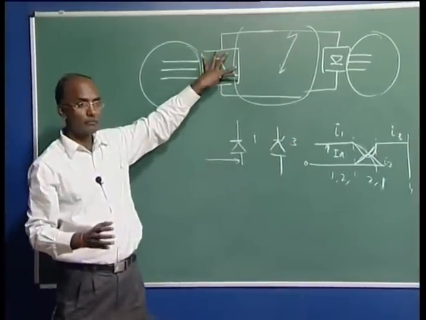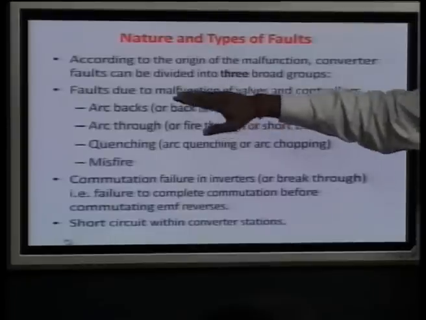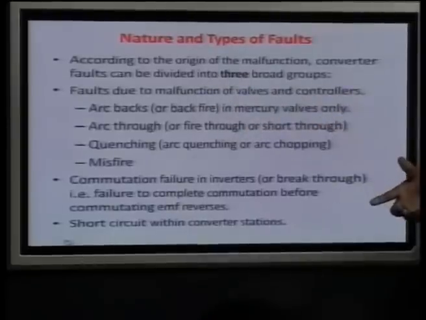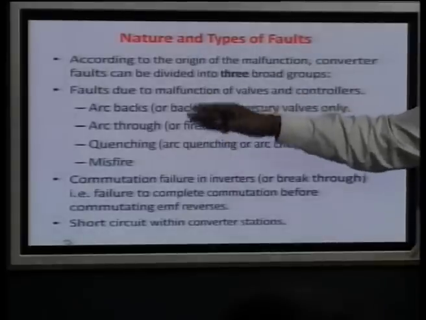Here in this itself we are having the 3 categories. One is basically due to the malfunction of valves. Malfunction means you are giving a pulse, but it is not conducting even though the positive voltage is there, or it is conducting, and again it is off due to some reason. So, these are basically malfunctions, we will discuss all these things in detail.